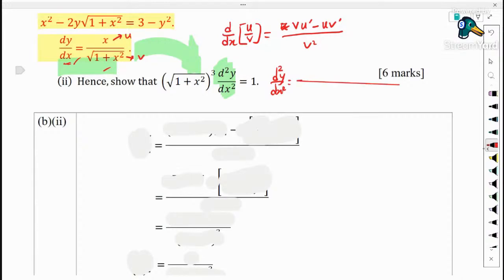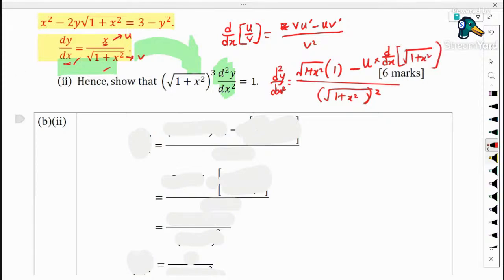By the quotient rule, in the denominator, I will have the square root of 1 plus x squared, and this whole thing here is being squared. On top, maintain the v, which is the square root of 1 plus x squared. Then this thing here, we multiply with the differentiation of u. The u is x, so differentiating becomes 1. Minus, okay, maintain u, multiplied with the differentiation of v, which is the square root of 1 plus x squared.